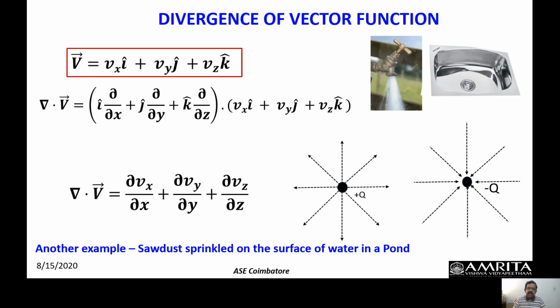If it spreads out, then it is a point of positive divergence. On the other hand, the moment I try to spread it out, but all of it heaps together, the sawdust is grouped together and doesn't spread out, then it is a point of negative divergence. That will be controlled by whether it is spreading out or converging in, which means negative divergence, heaping together. That will be decided by the flow of the fluid. So one can actually describe the flow of fluids with what is known as the divergence of the flow rate function.